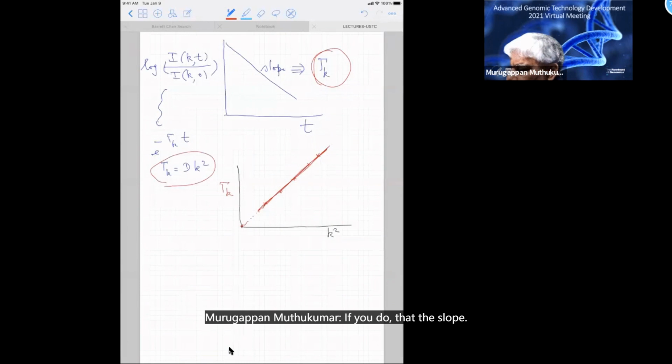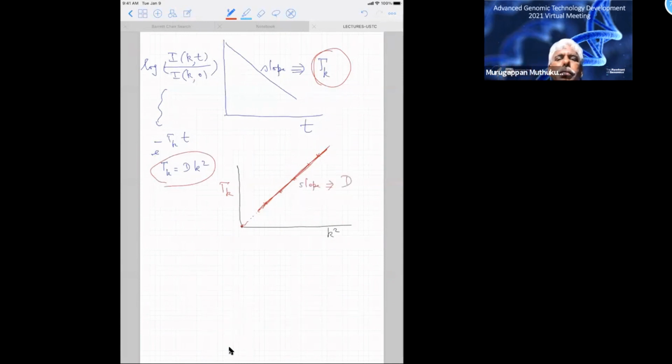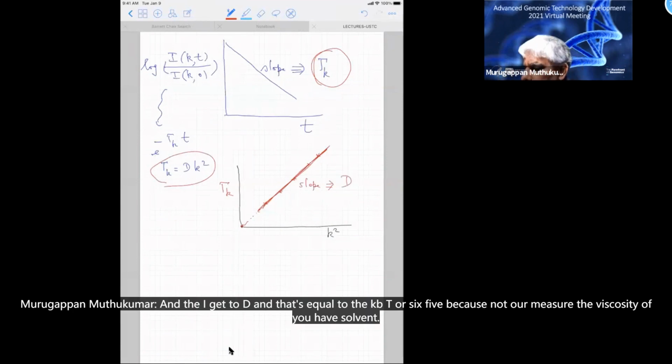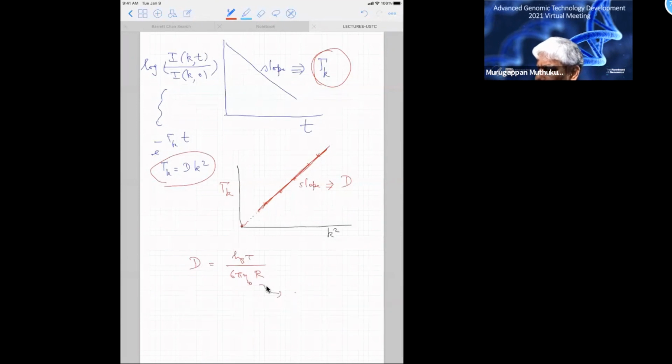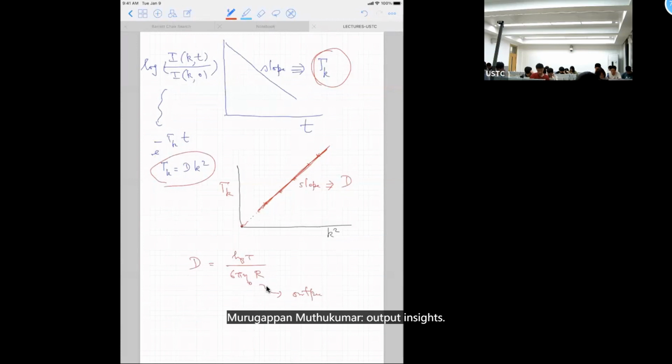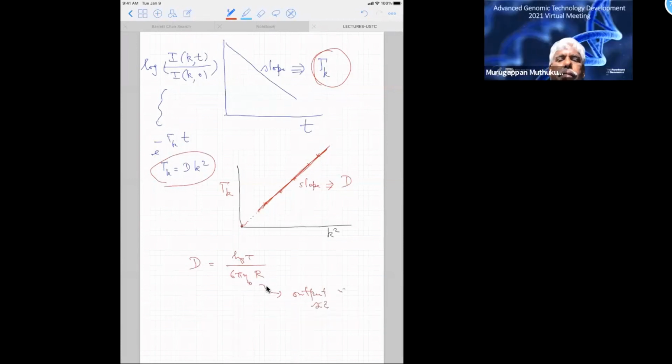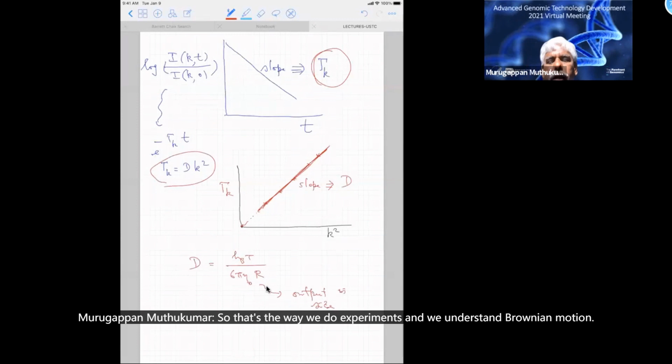If you do that, the slope gives me D, the diffusion coefficient. And D is equal, of course, to k_B T over 6 pi eta naught R. Measure the viscosity of your solvent and the temperature, at room temperature or wherever you do the experiment, and once you have measured D, then the output is size, the linear size. So that's the way we do experiments and we understand Brownian motion.